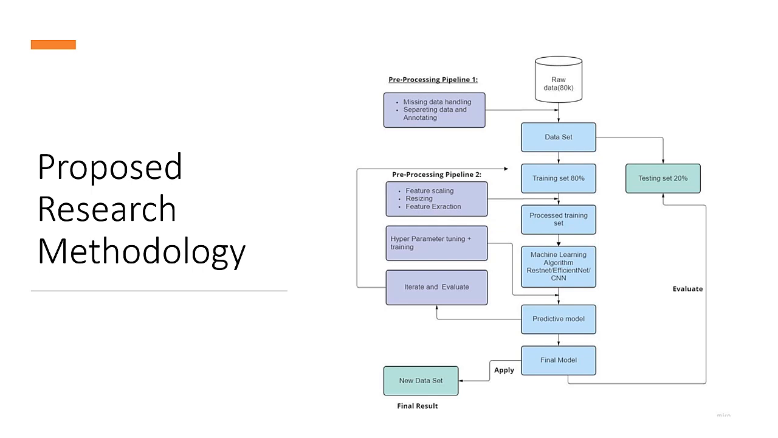model, we try to pre-process again, figuring out if we need to do any kinds of feature scaling or resizing or probably feature extraction as well. Then later we send those data set towards training the model using different machine learning models and a pre-trained model like ResNet, EfficientNet or CNN.